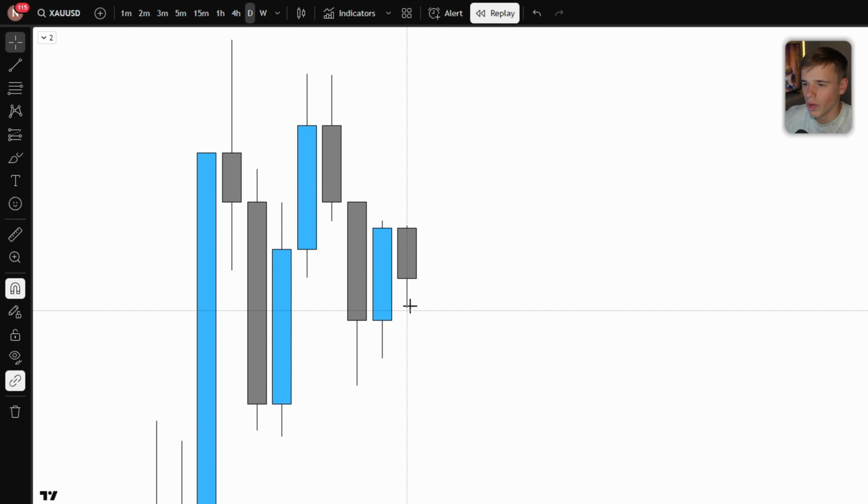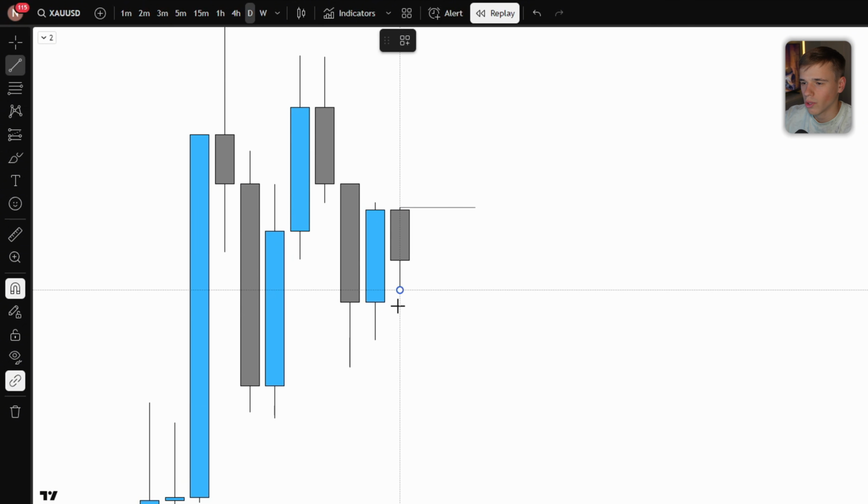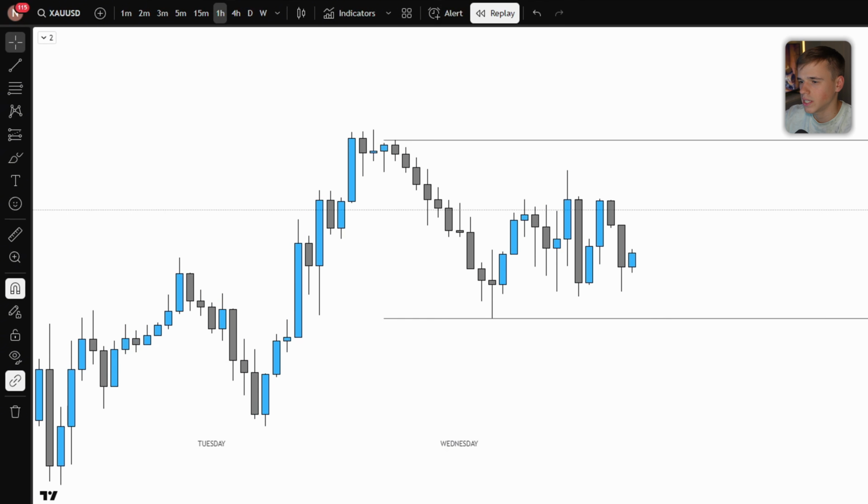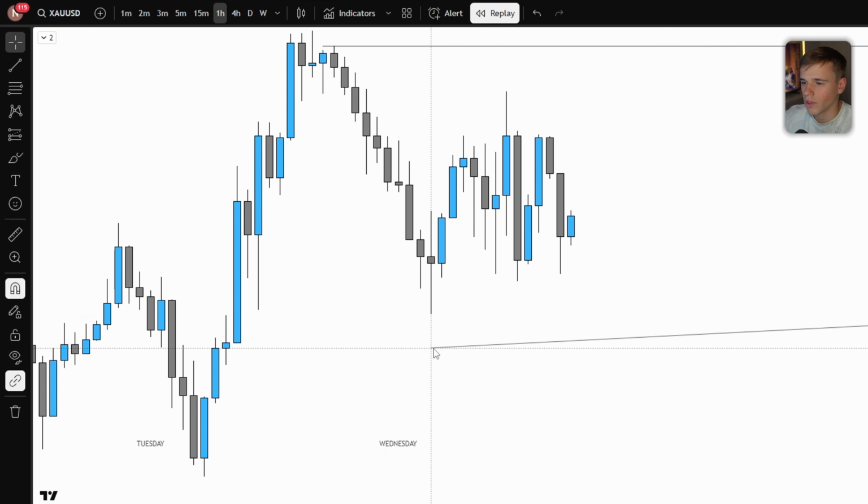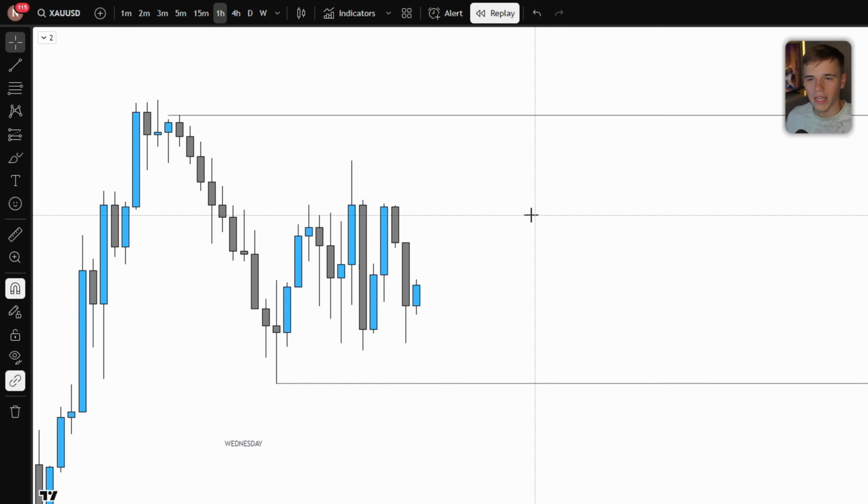So let's see what is the high and low of the previous day, basically yesterday. In this example, it's this one right here. So we mark out high and then we mark out low. And after we did it, we just go to the lower time frame.